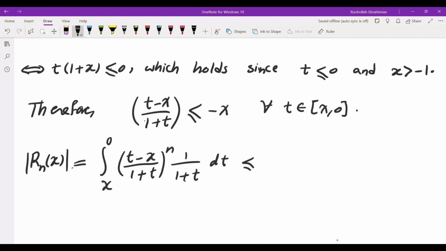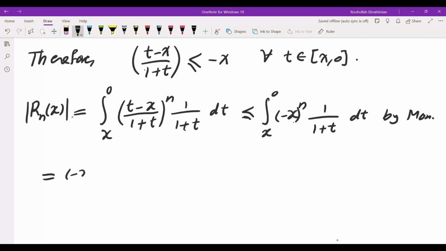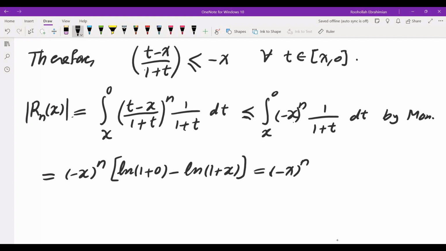And that's less than or equal to integral from x to 0. This is by monotonicity. Negative x to the power of n, times 1 over 1 plus t. And this is easy to integrate. Negative x to the power of n is a constant, and the integral of the rest is natural log of 1 plus t from x to 0. So it's natural log of 1 plus 0 minus natural log of 1 plus x, which is negative x to the power of n times negative natural log of 1 plus x.